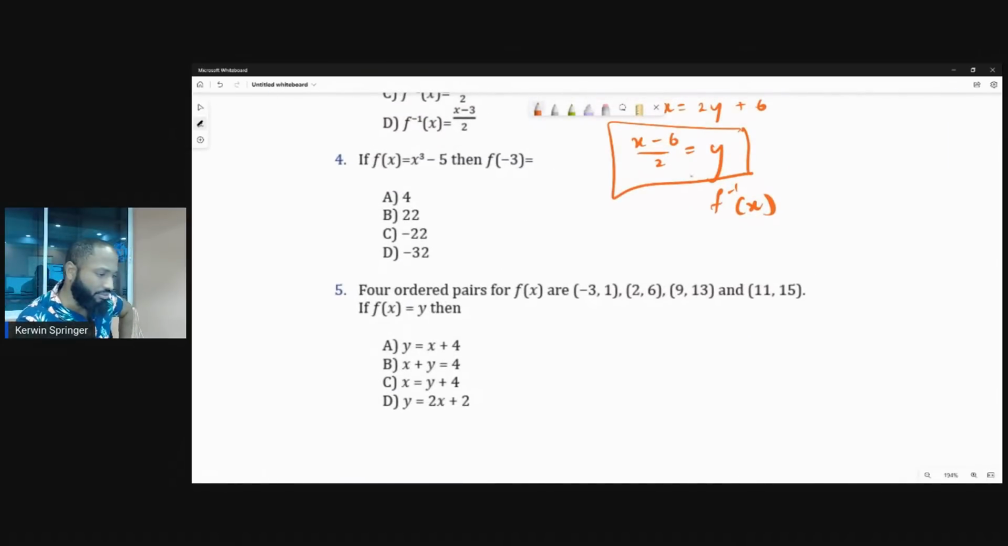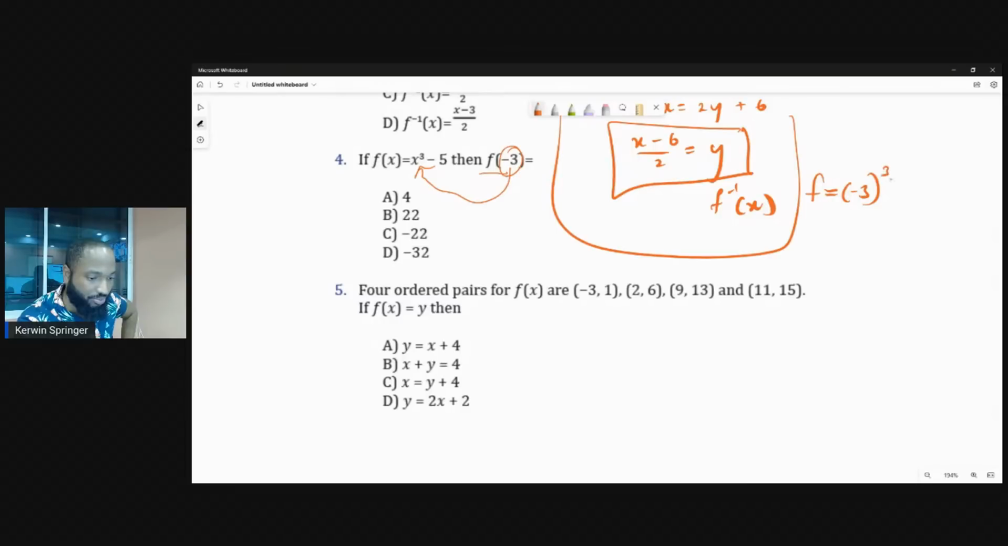If f of x is equal to x cubed minus 5, then find f of negative 3. Just take the negative 3 and send it inside there. So f of negative 3 is equal to negative 3 cubed minus 5. So 3 by 3 is 9, by 3 is 27. And since it's negative, you'll actually keep the negative in this situation. So you get negative 27 minus 5, which is negative 32. Yes, sir.